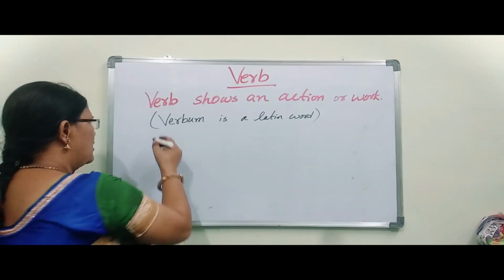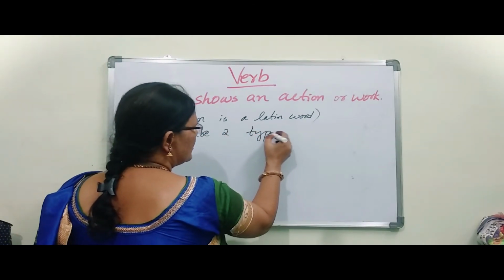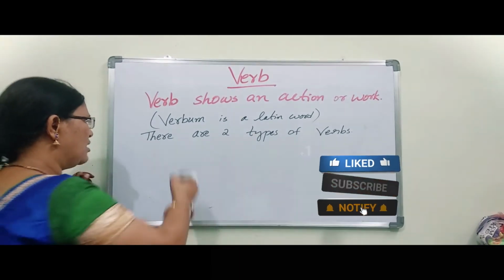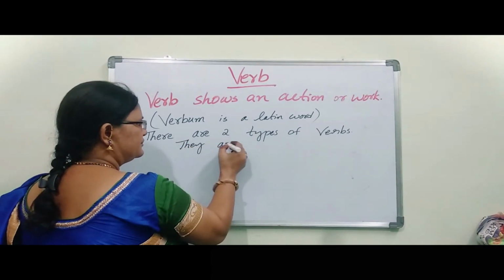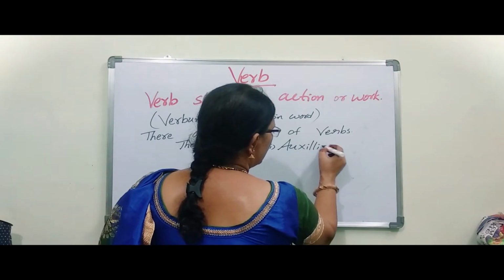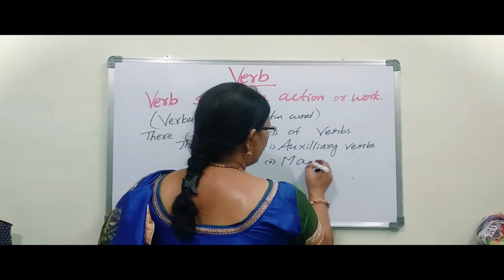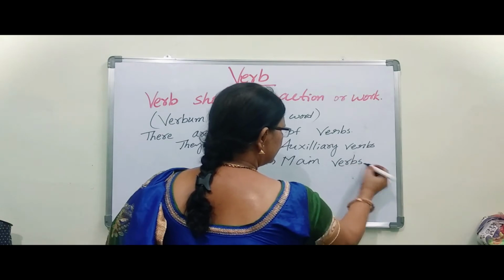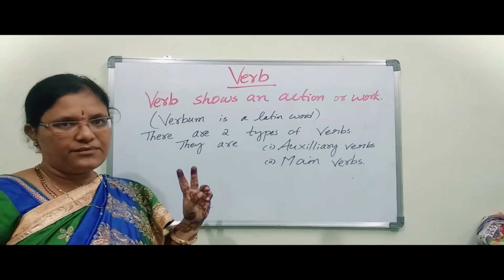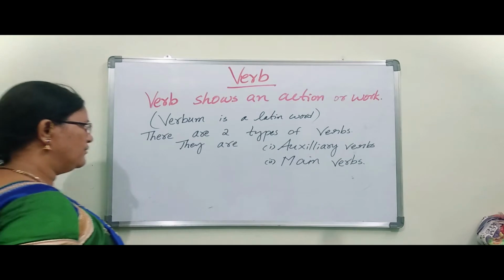Okay. There are two types of verbs. They are auxiliary verbs and main verbs. Okay. So let us know about auxiliary verbs.